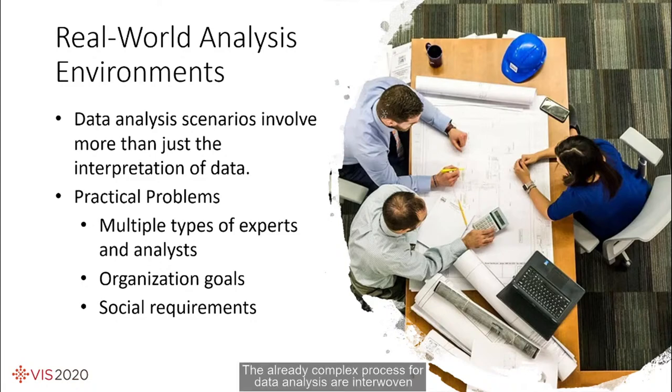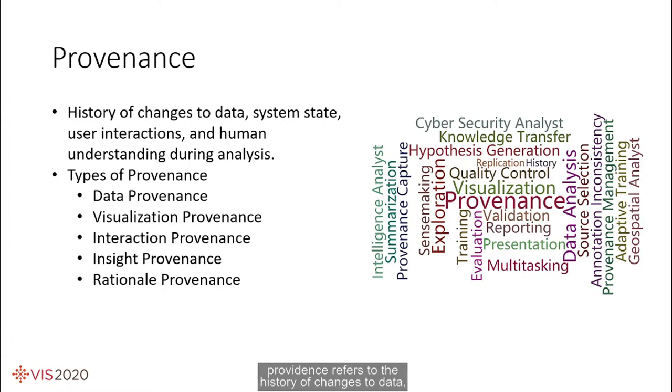The already complex process of data analysis is interwoven with further challenges relating to the need for verification, collaboration, and communication. It is no surprise, then, that many efforts in research and practice have focused on supporting the history, or provenance, of data analysis. In general, analytic provenance refers to the history of changes to data, system state, user interactions, and human understanding during analysis. Behavioral data captured during the analysis task could be used for various purposes such as externalizing the analyst's thought process, reproducibility of analysis workflows, and recall of analysis steps and results.